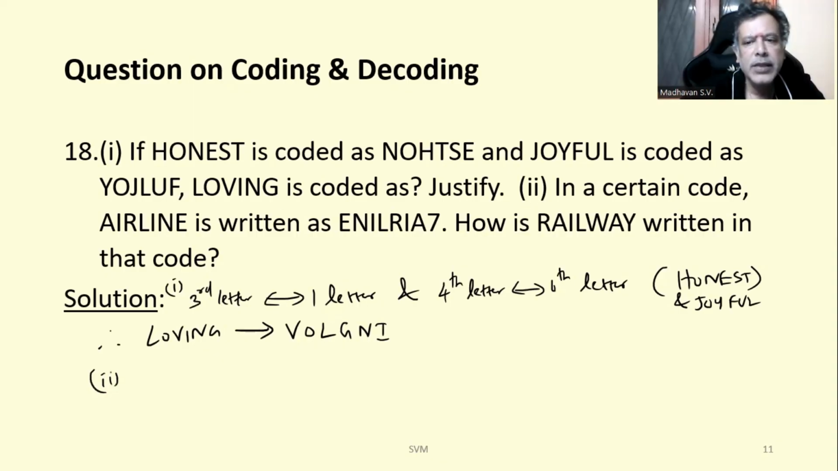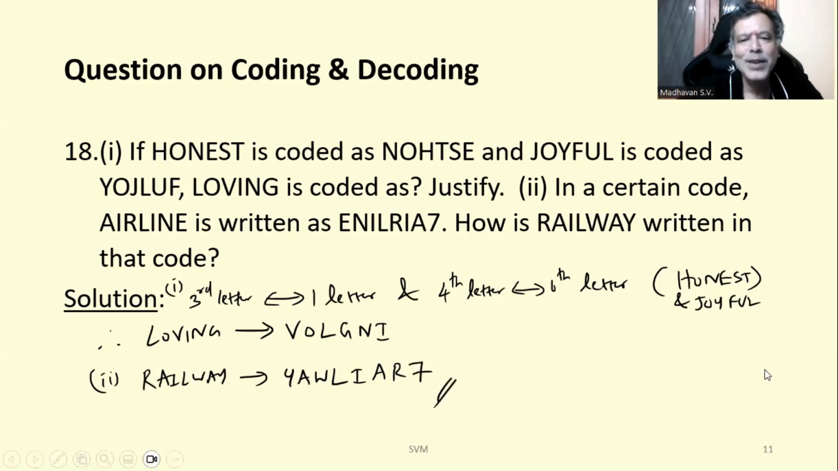Then the next, in a certain code, airline is written as ENILRIA 7. You may notice exactly reverse it is written. E has come here first, N has come here, like that. And then number of letters is written in the end. So railway, I will write it in the same way. I will write Y first, A, then W, then L, then I, then A, then R. Again, this is also having 7 letters. I will write in the end 7. That is the solution for this particular problem.